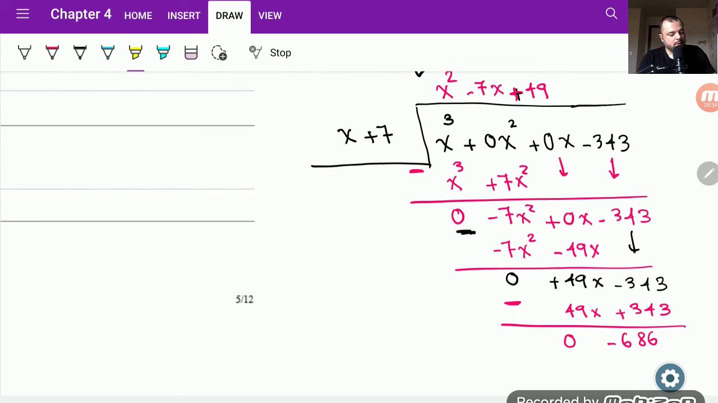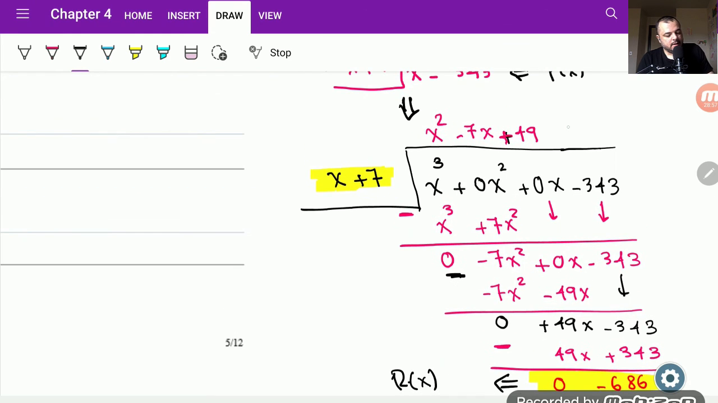Then I'm going to stop. Why? Because this has a degree of 0, which is less than the degree of the divisor. The degree of the divisor is 1, and the degree of what we got now is 0. Then we stop. So this is my remainder, r of x. And because we finished, this is my q of x.